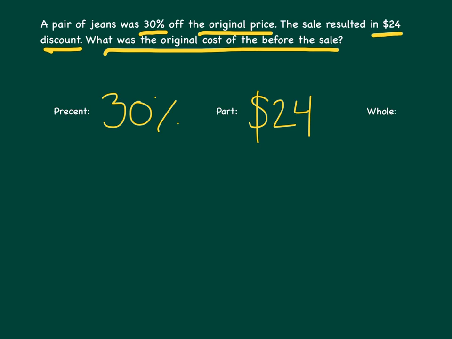Now when we think about the whole in this word problem, we know the whole is going to be the original cost before the sale, because that's the amount you would have paid if you paid 100% for the jeans. But we didn't pay 100% for the jeans. So therefore, the original cost will be the whole.